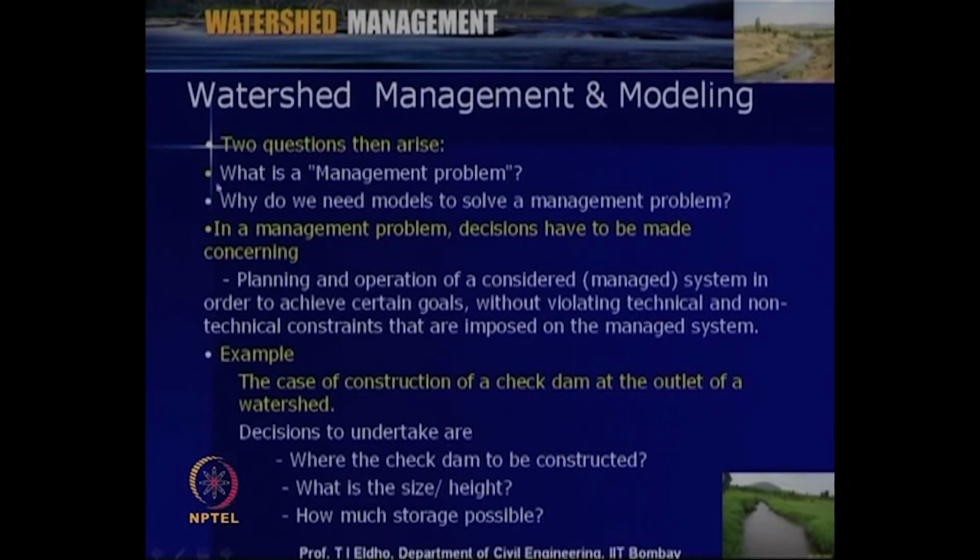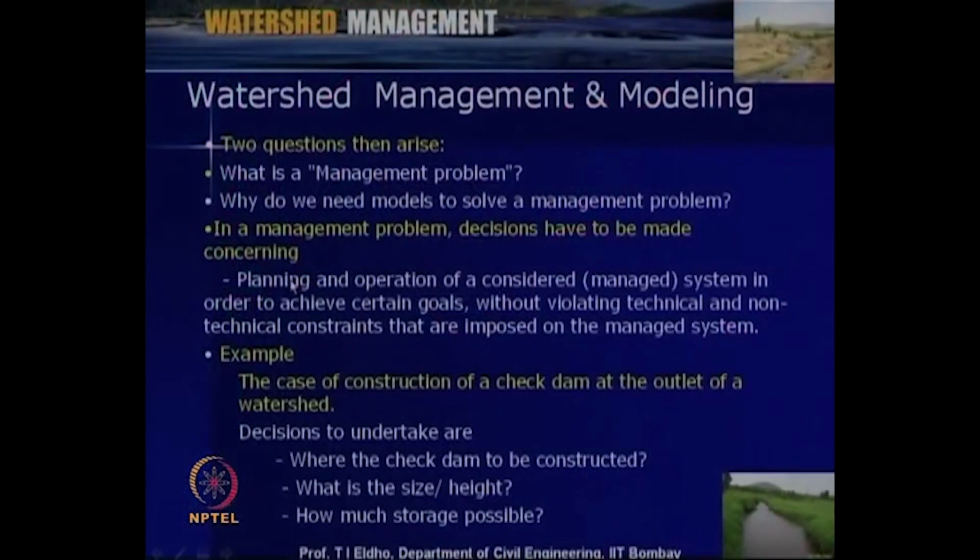So, now, watershed management and modeling. Generally, two questions arise as far as watershed management is concerned. The first question is, what is the management problem? Whether we are dealing with a water problem within the watershed, or what kind of problem we are going to deal with. Then, why do we need models to solve such a management problem? As I mentioned, when we are dealing with rainfall to runoff, it is a very complex process. We have to deal with a number of processes taking place from rainfall to runoff. So, that is why we need models.